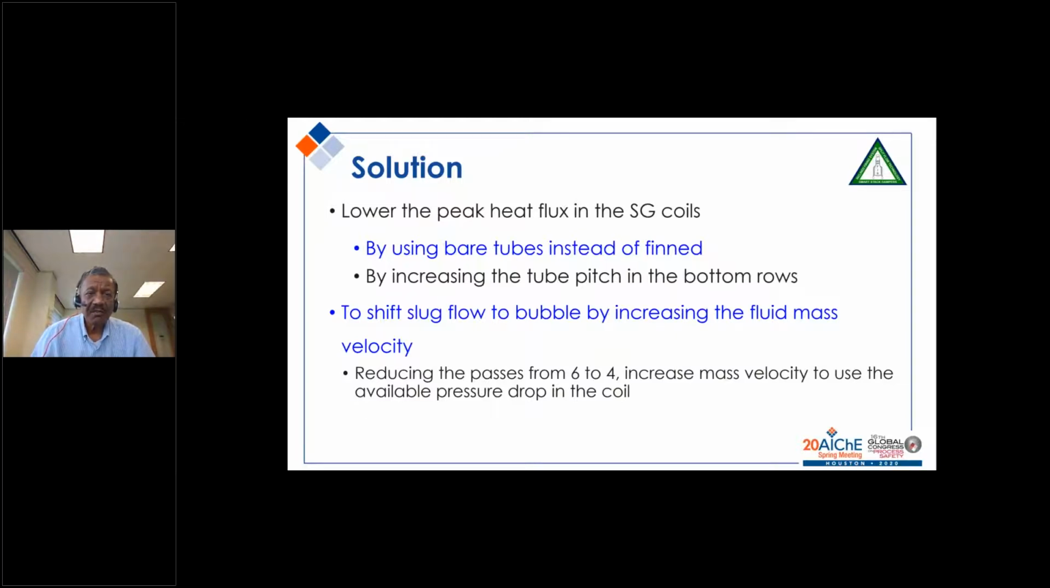The second challenge was to eliminate slug flow. And there we realized that if we can increase the mass velocity, we will be able to change from slug flow to bubble flow. So we came to a conclusion after a lot of simulations that if we reduce the number of passes from 6 to 4, we increase the mass velocity, and still using the available pressure drop, we will be able to eliminate the slug flow regime.